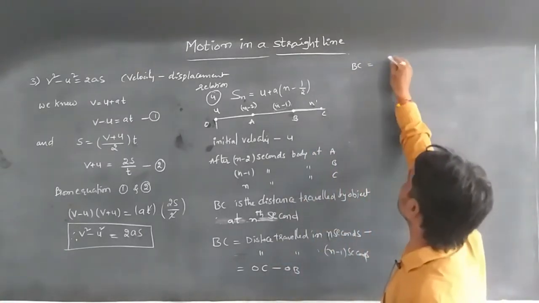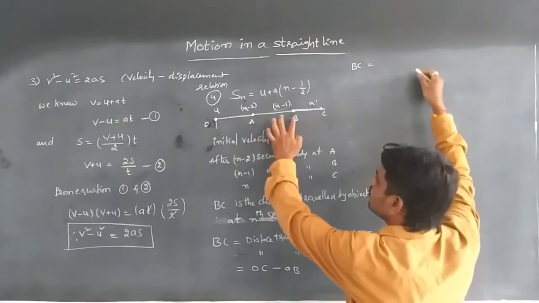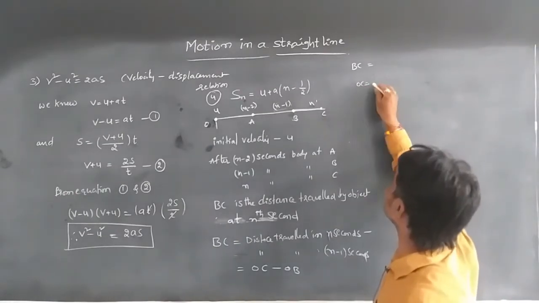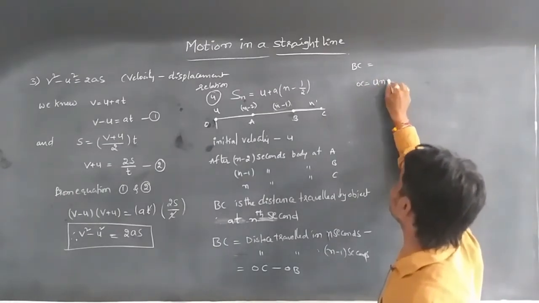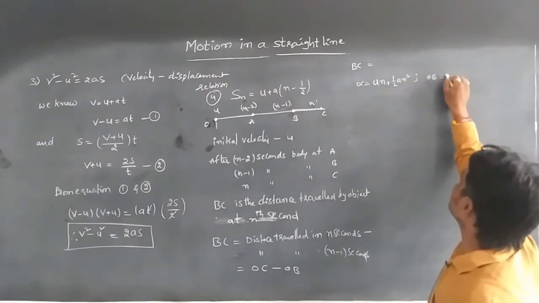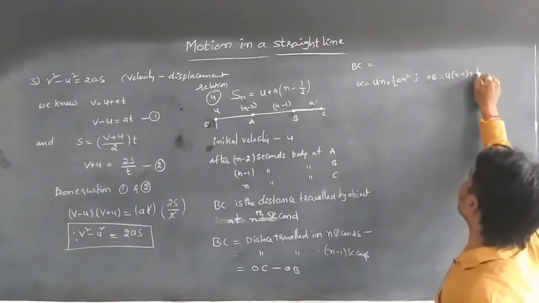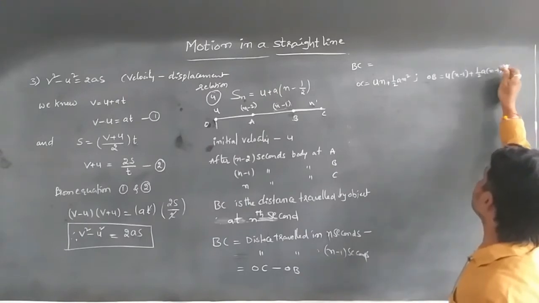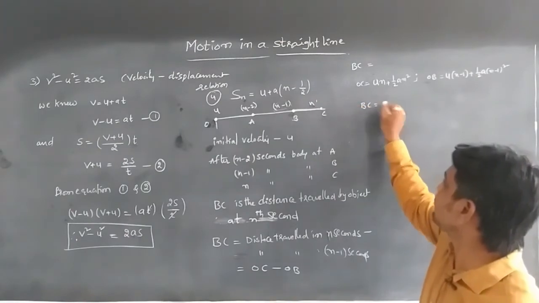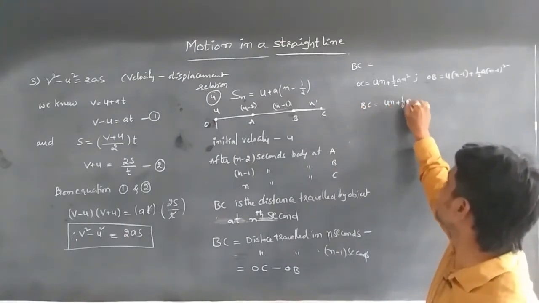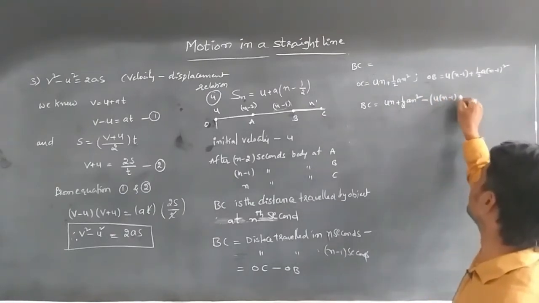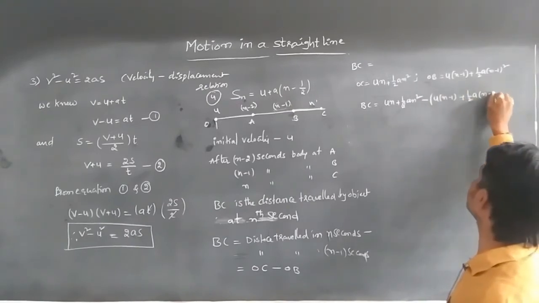BC is equal to, OC means the distance traveled from O to C in n seconds. So that's why we are substituting this. OC is equal to the distance traveled in n seconds, which is u into n plus half a n square. And OB means u into n minus 1 plus half a into n minus 1 whole square. So substituting the values in the equation, BC is equal to un plus half an square minus of u into n minus 1 plus half a into n minus 1 whole square.